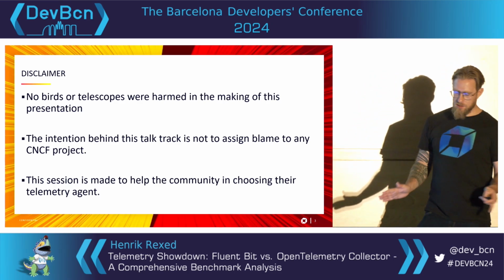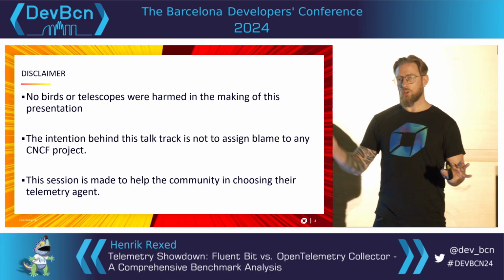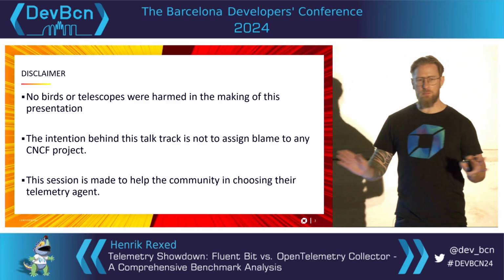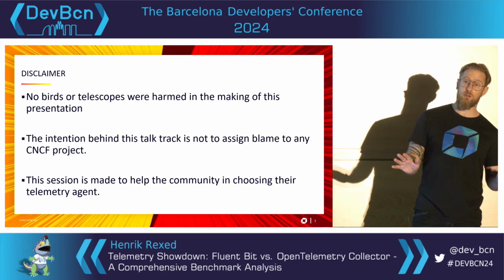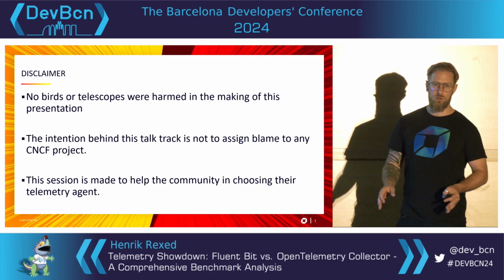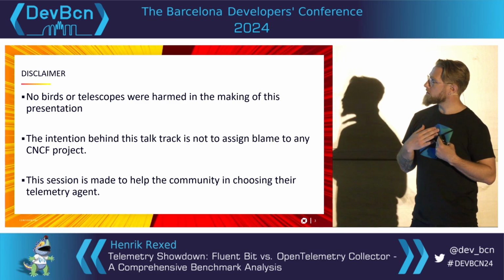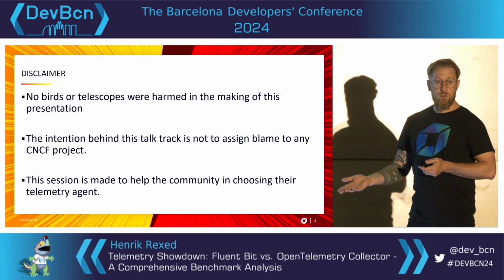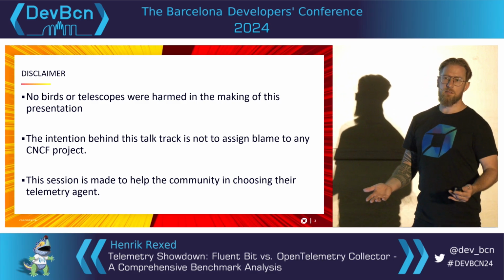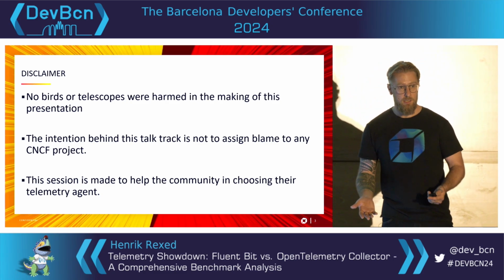Before we start this presentation, I want to be clear. To prepare this talk, no birds and no telescope have been harmed. No violence has been placed on birds. I promise I was gentle with the projects. This presentation is not designed to blame any open source project. On the contrary, I'm a big fan of the Fluent Bit community. I love the founders of Calyptia. I am also very involved in the OpenTelemetry community. So the idea here is more about helping the community pick the right agents related to the need.